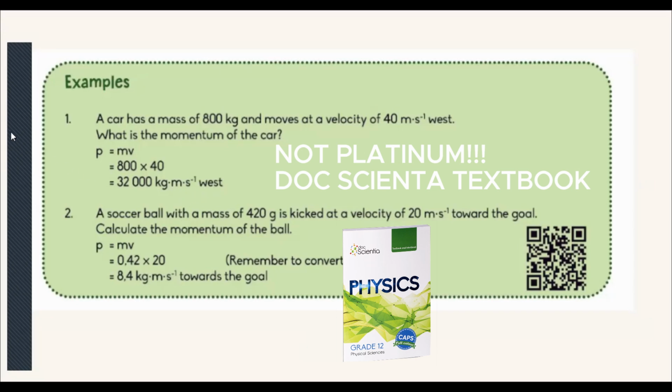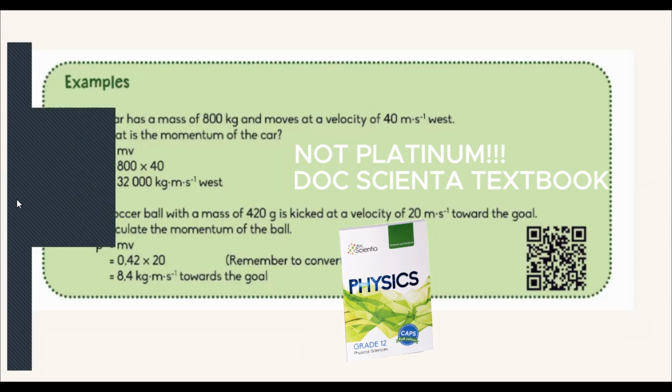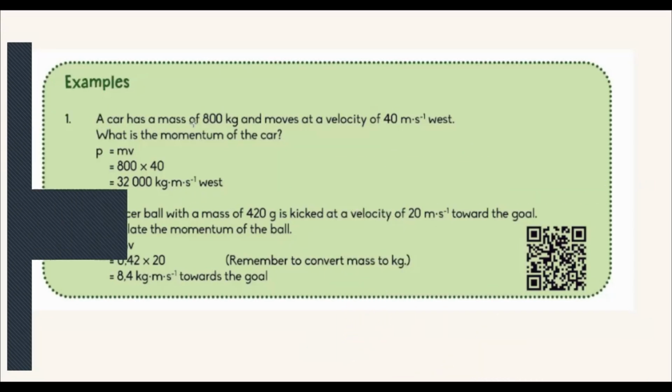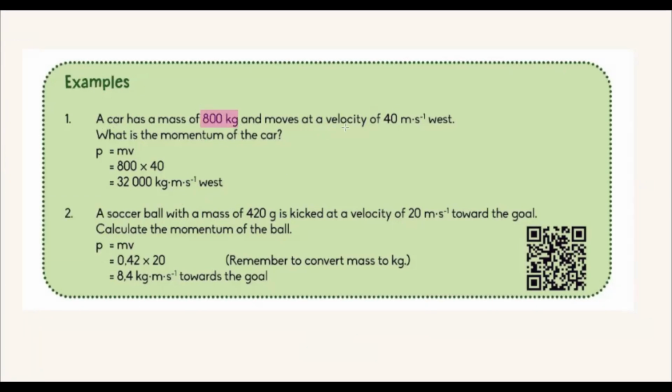Okay, so the question says, a car has a mass of 800 kilograms and moves at a velocity of 40 meters per second west. What is the momentum of the car? Once again, we start with our formula. It's very important that you use the formula as stated in your information sheet. So whenever you write a formula, make sure you write it exactly as you saw it in the information sheet. Okay, then we substitute the 800 kilograms and we substitute the 40.